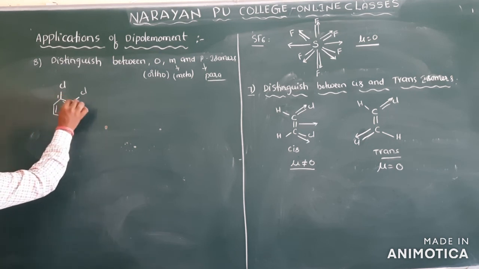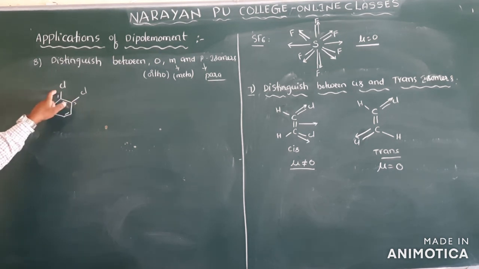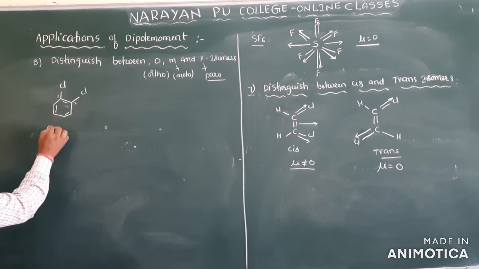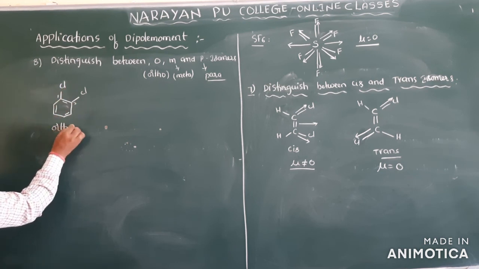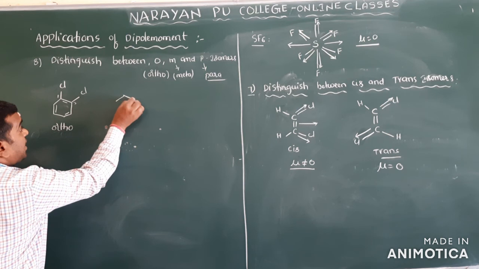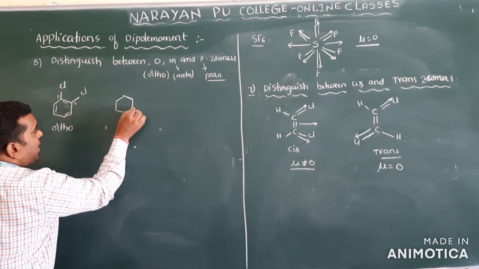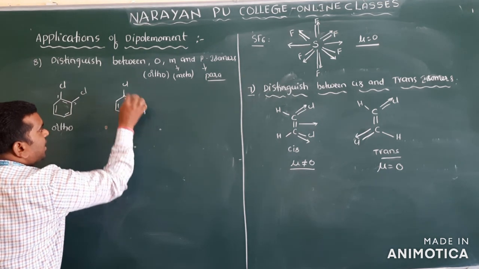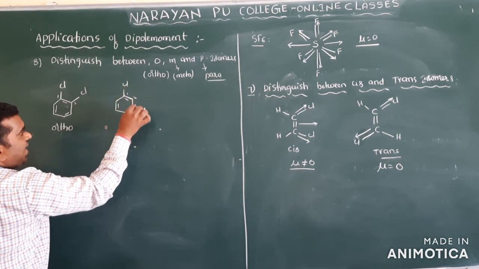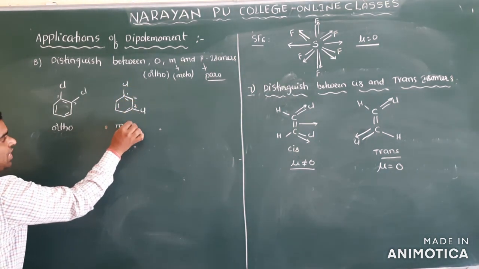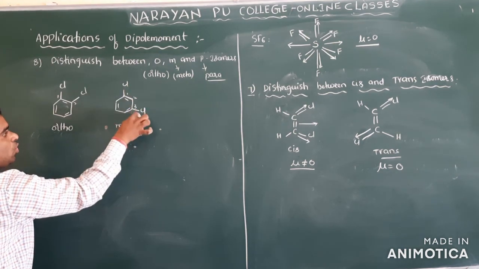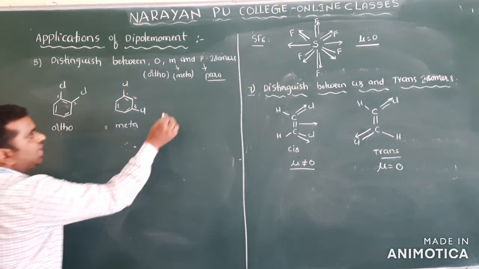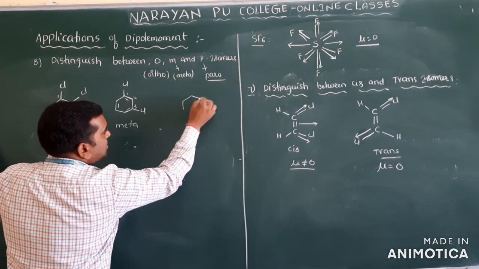The substituents are in the one and two positions. This is the ortho isomer. And the second one is the meta isomer. Meta means both are in the 1,3 positions: one chlorine is in the first position and another chlorine in the third position. That we call meta dichlorobenzene. Clear? Next one. Para means this is the para.